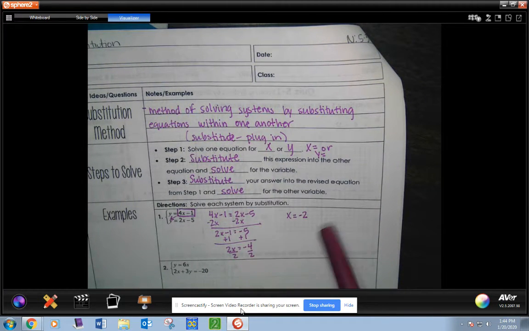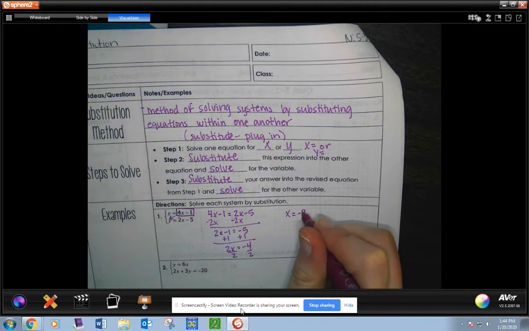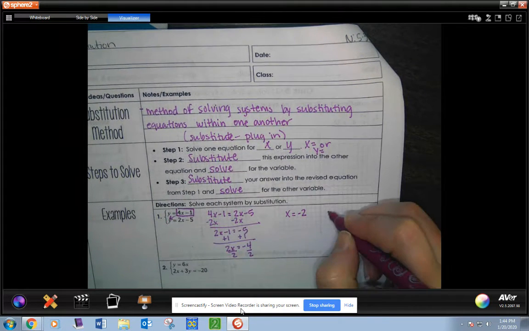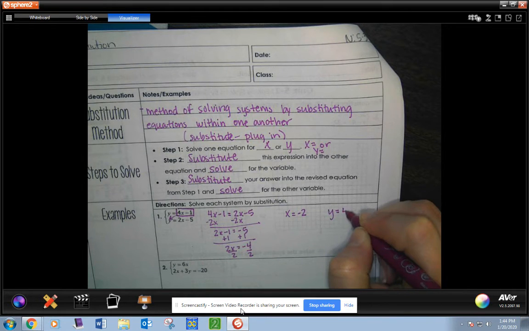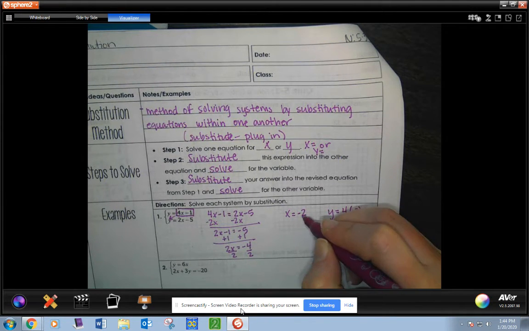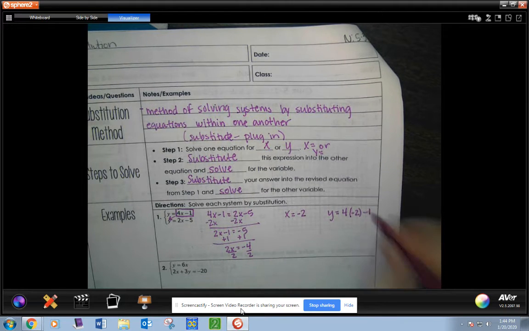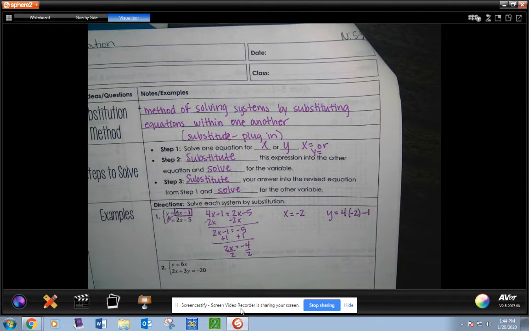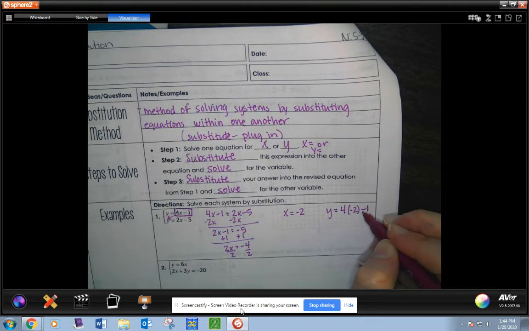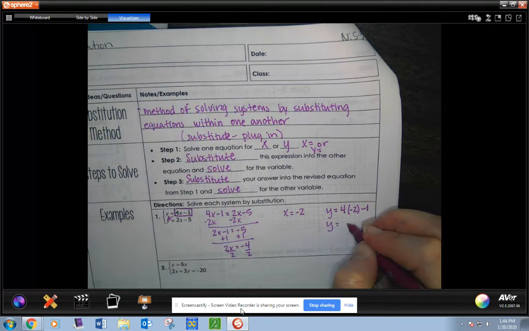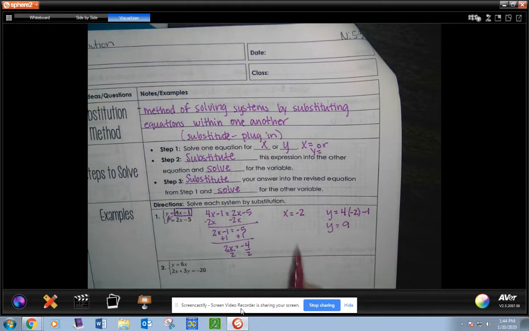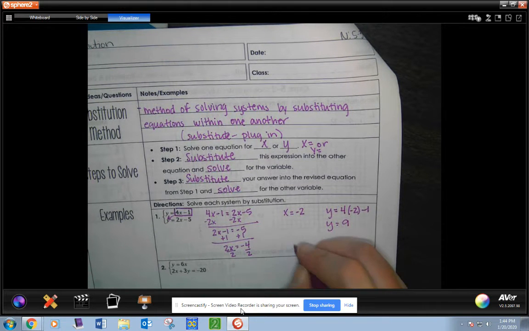Okay, once you have this answer, you take this answer and you plug it back into the box. So I have y equals 4, but instead of x, I'm going to put what x equals, and it equals negative 2, and then minus 1. Now you can just use your calculator. So 4 times negative 2 minus 1. Type that in using the parentheses, and that's going to give you negative 9. Now that you have your 2 answers, you write this as an ordered pair, so negative 2, negative 9.